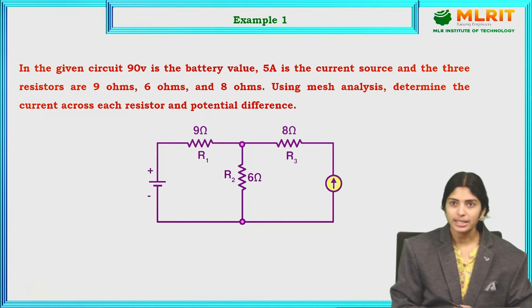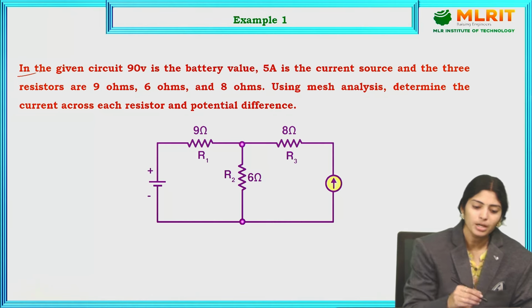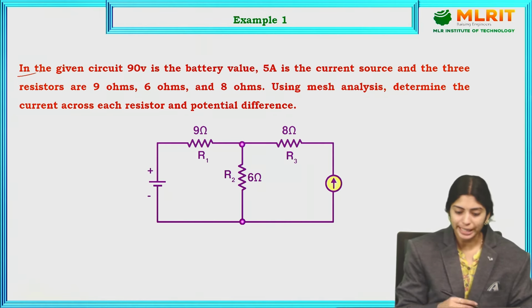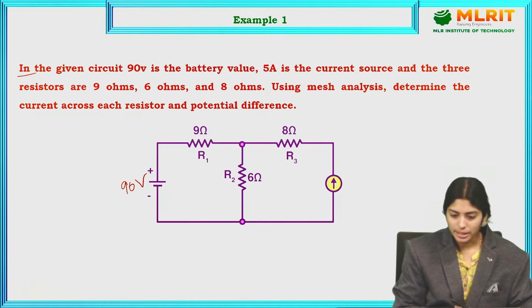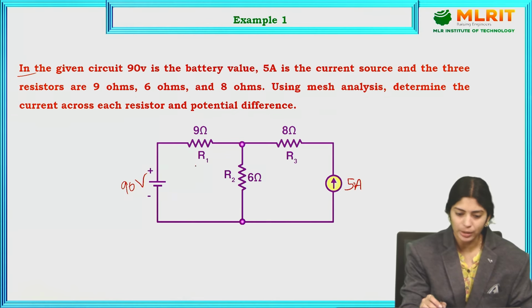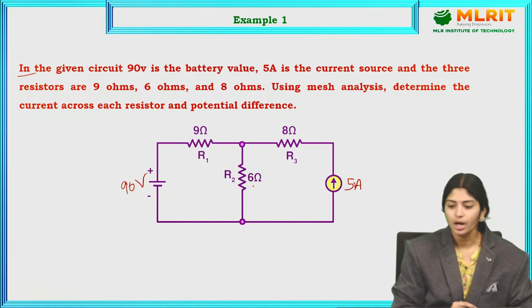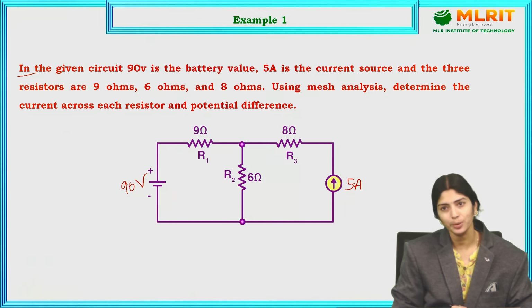So now let us see an example of how we are going to solve mesh analysis. See the first problem here. In the given circuit, they have given a supply of 90 volts as the battery value, and 5 amperes as the current source. The three resistors are 9 ohms, 6 ohms and 8 ohms. Using mesh analysis, determine the current across each resistor and the potential difference.